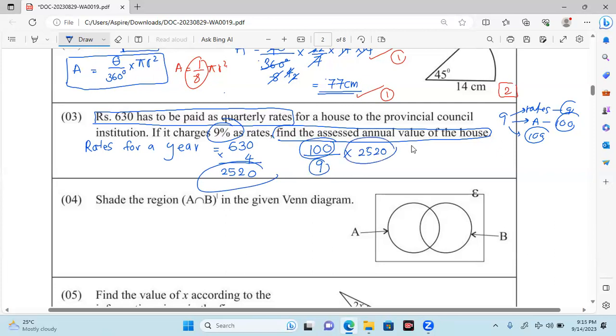Now if the rate is 2520, how much will be the assessed annual value? Then divide. 25 divided by 9 is 2.